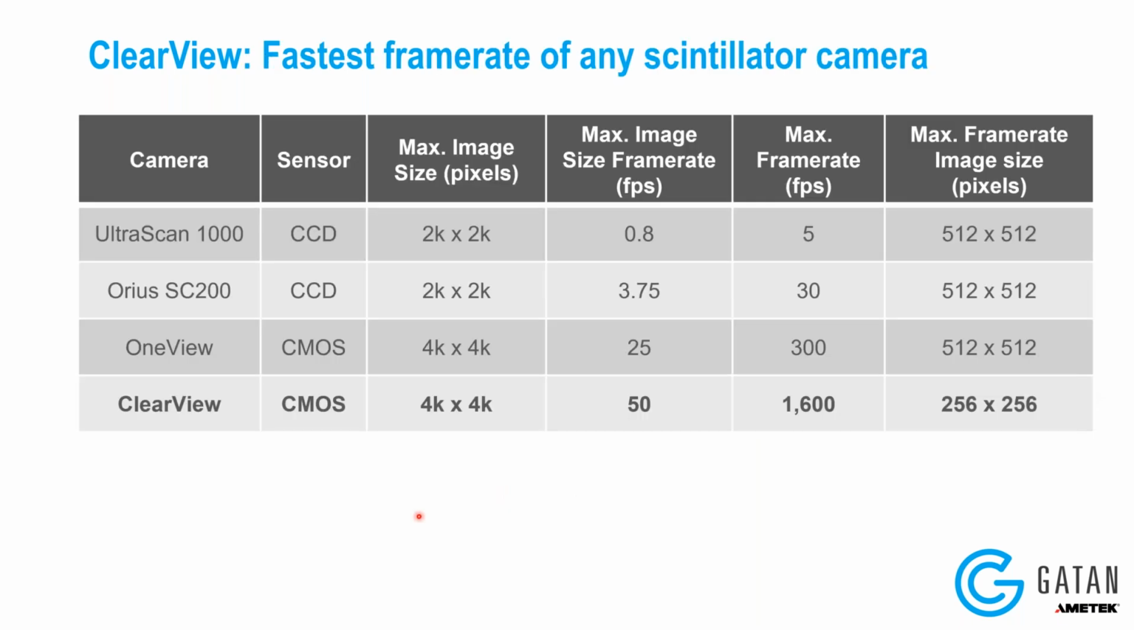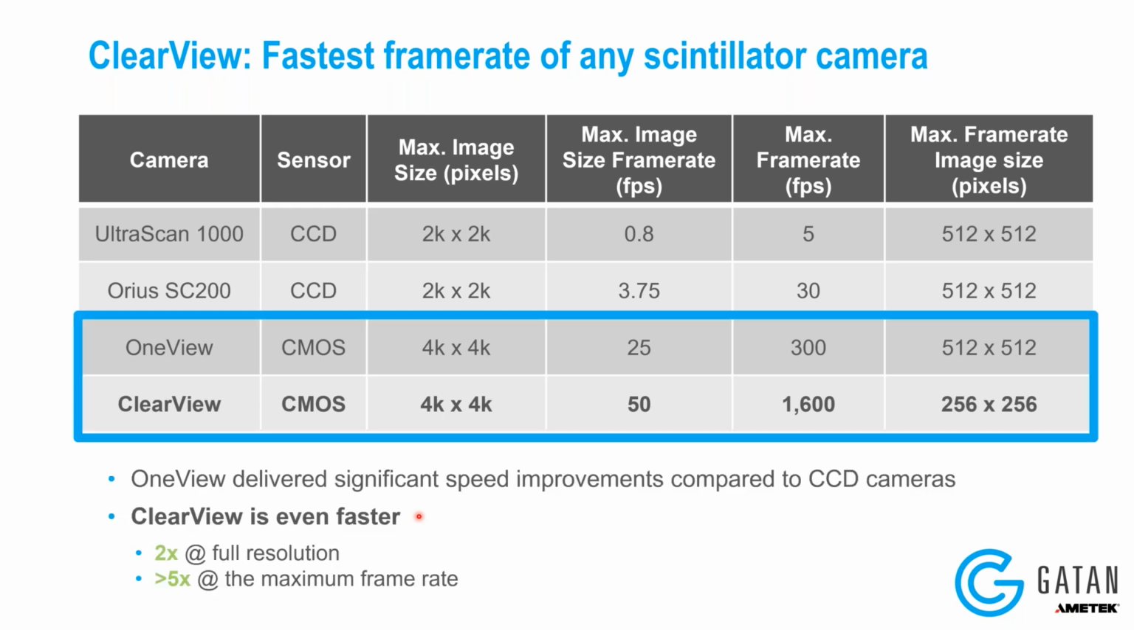And so this is the table I showed earlier in the presentation. Now I just want to highlight the comparison between the OneView and the ClearView camera. The maximum image size is 4K by 4K for both cameras, but the ClearView can run twice as fast. I've mentioned this here and there throughout my presentation, but the maximum frame rate is much, much faster here at 1600 frames per second compared to 300 frames per second.